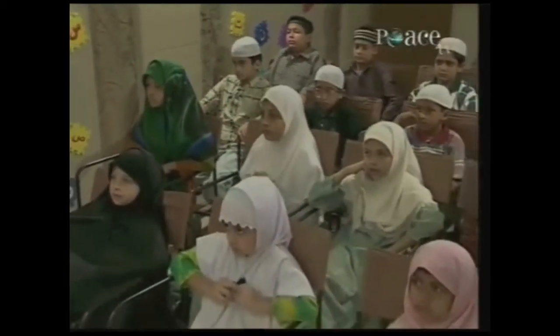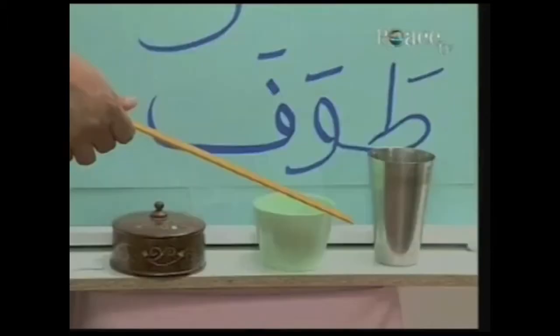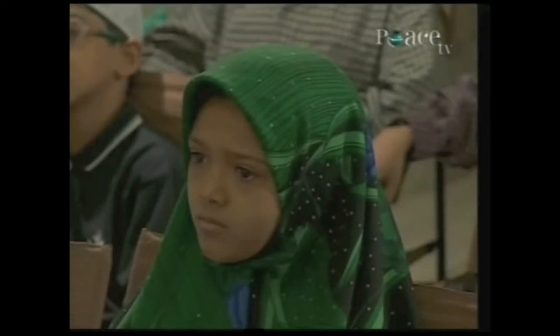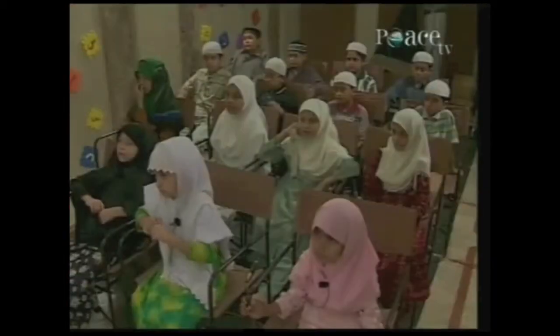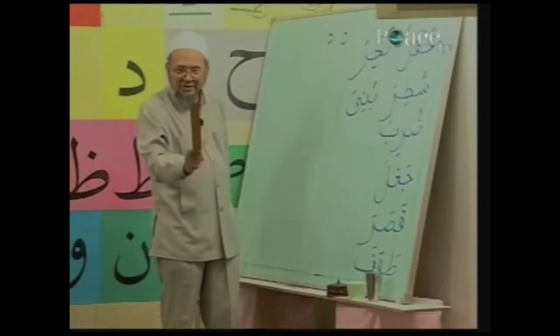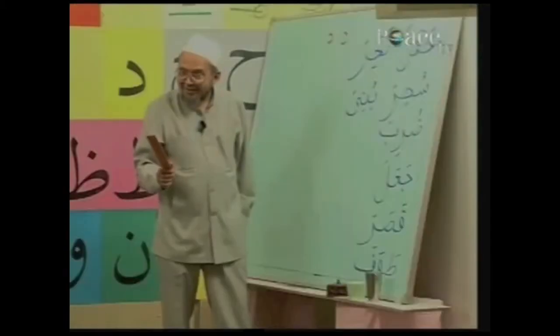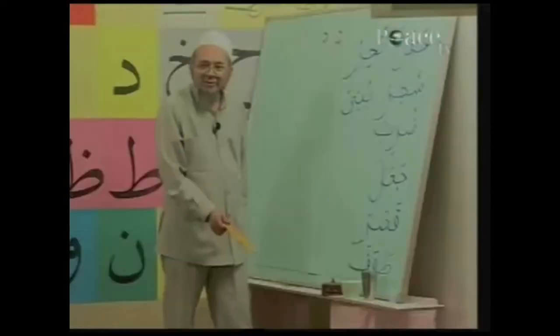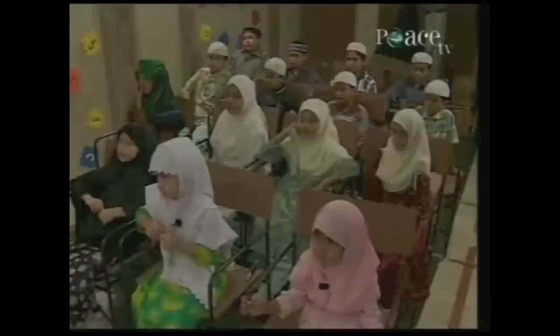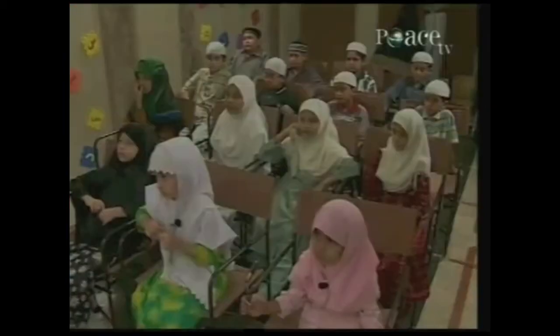This is what? Wood. A piece of wood. This glass is a metal glass. This cup is a plastic cup. And this box is a wooden box. Now, I'm going to hit the metal glass with this wood. Watch the sound. Did you find a difference in the sound?